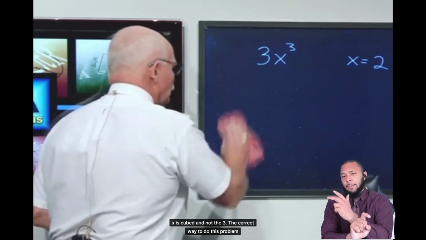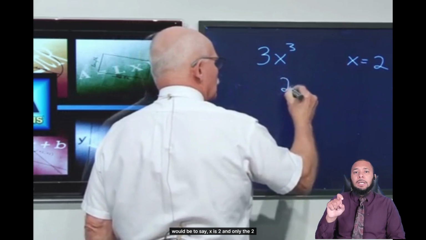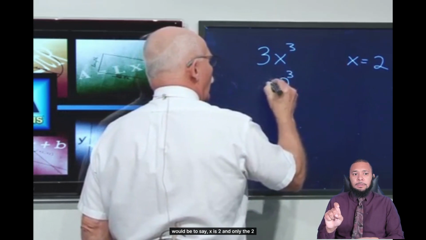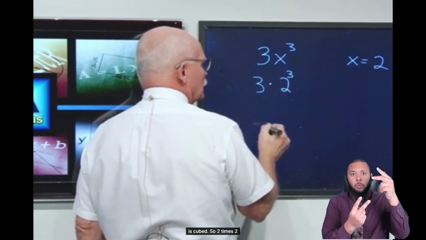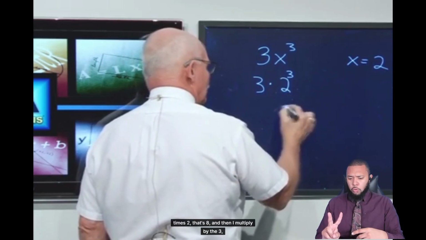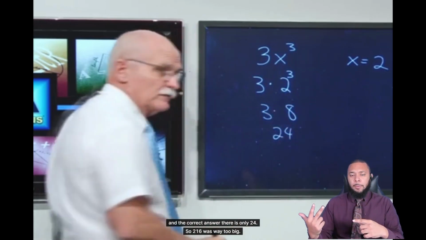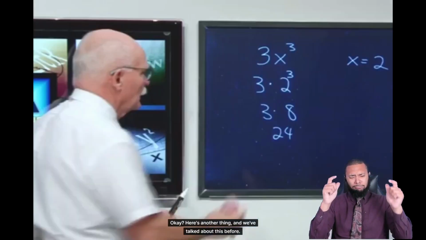The correct way to do this problem would be to say x is 2 and only the 2 is cubed. So 2 times 2 times 2, that's 8. And then I multiply by the 3, and the correct answer there is only 24. So 216 was way too big, okay?